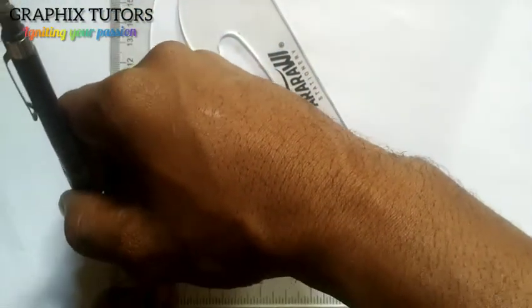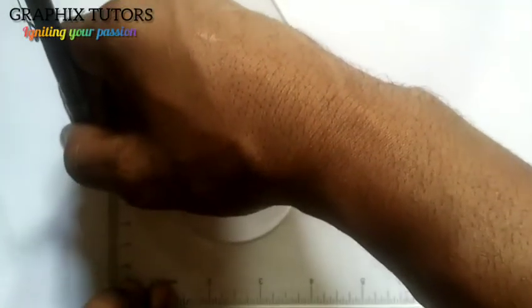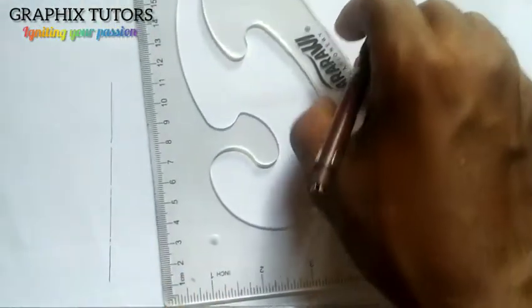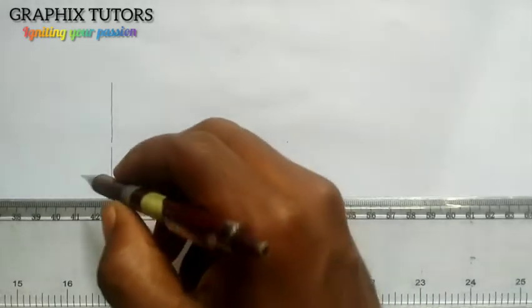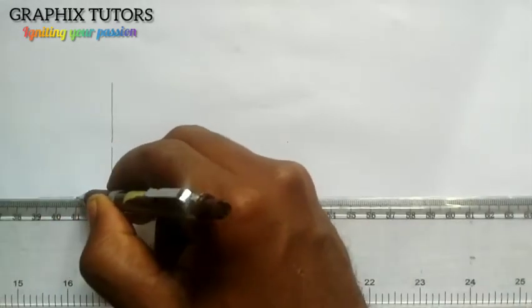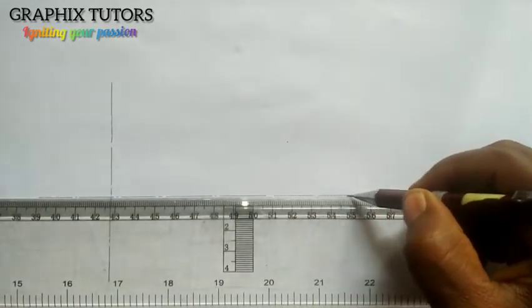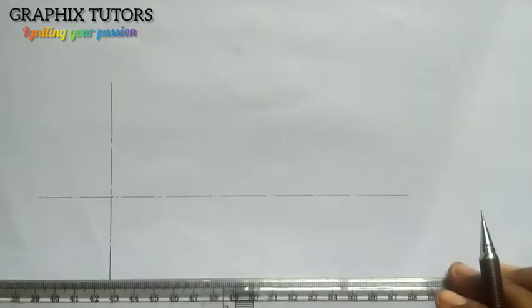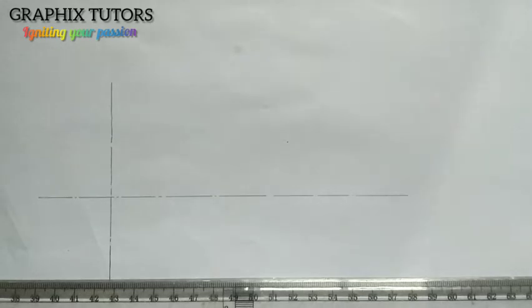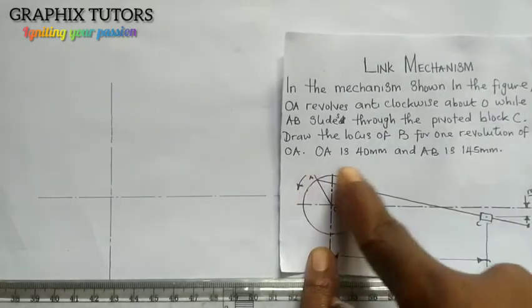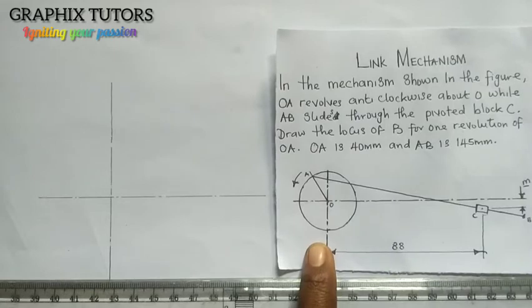I'm going to draw my center line: one long, one short, one long, one short, one long, one short, one long. Then I'll take my T-square and draw this one also, one long, one short, just like that, also a center line. Now, it says OA is 40, and this point here is OA.